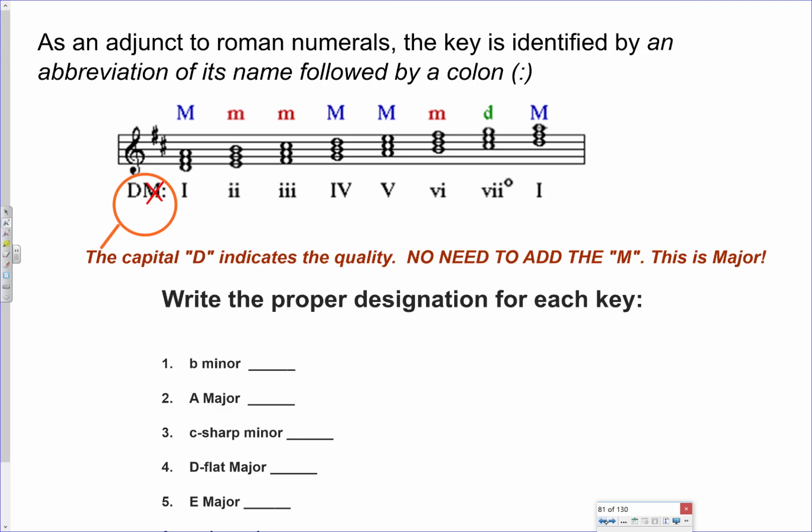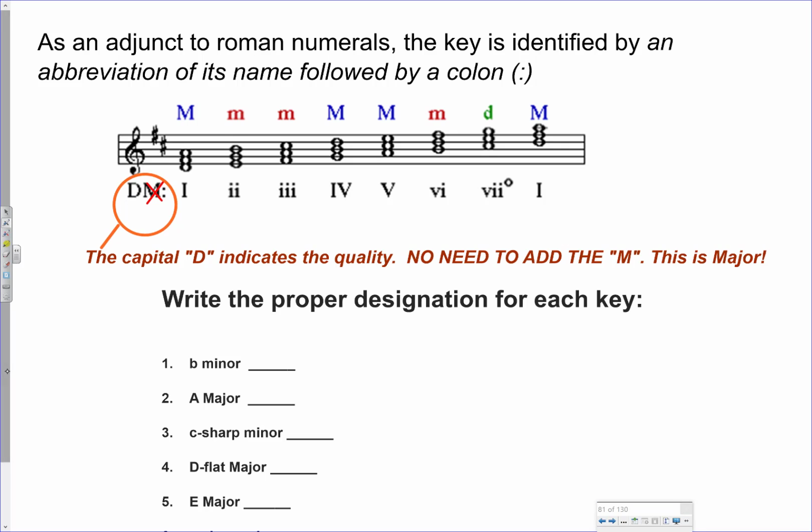Okay, college. As an adjunct to Roman numerals, the key is identified by an abbreviation of its name followed by a colon, and this we already know. What I've done here is I've crossed out the M. We don't need M, meaning major, because all we need is the capital D and a colon, which indicates that the key is D major. If the D were lowercase, then we would be dealing with D minor.